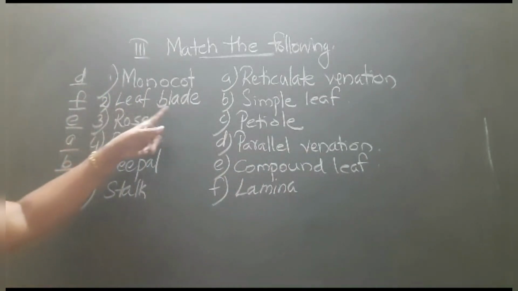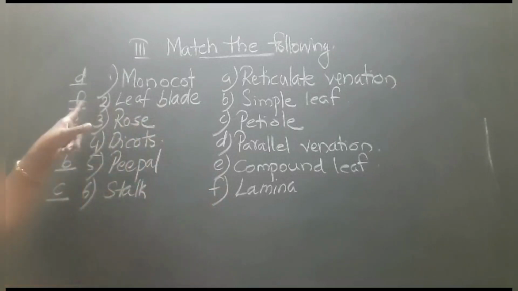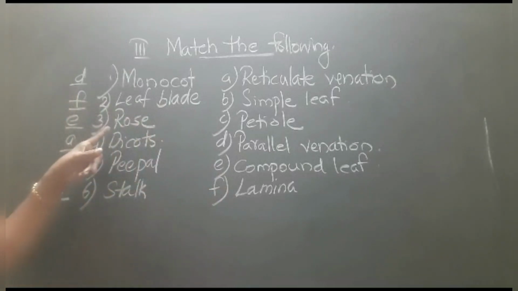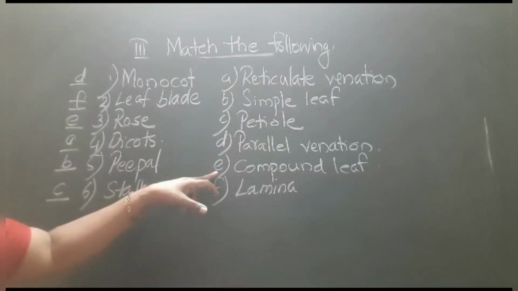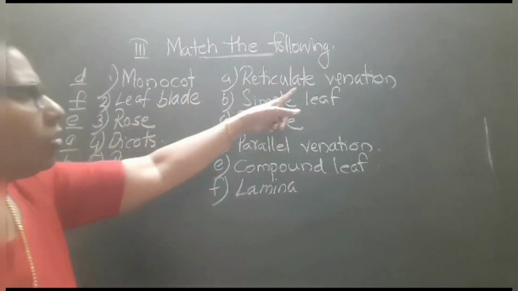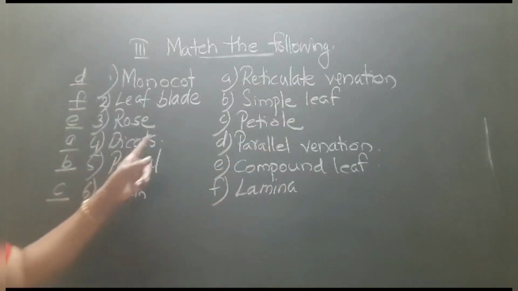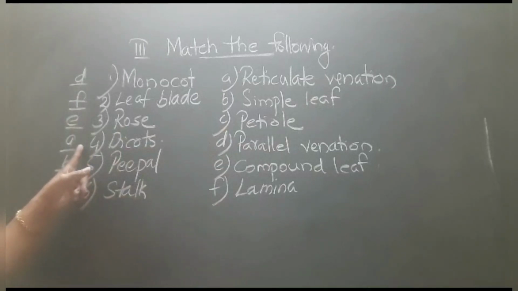Then number 2, leaf blade. Leaf blade is otherwise known as lamina. Option F is the correct answer. Then third one is rose, that is an example of compound leaves. That is option E is the correct answer. Then dicot. Dicot is option A, reticulate venation. In dicot plants, reticulate venation is there on their leaves. So A is the correct answer.